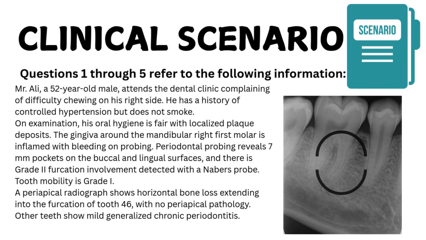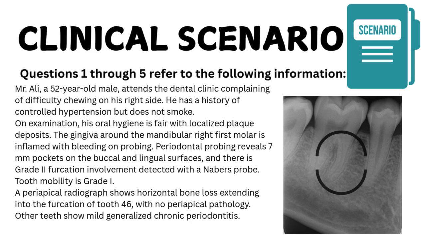Mr. Ali, a 52-year-old male, attends the dental clinic complaining of difficulty chewing on his right side. He has a history of controlled hypertension, but does not smoke. On examination, his oral hygiene is fair, with localized plaque deposits. The gingiva around the mandibular right first molar is inflamed with bleeding on probing.